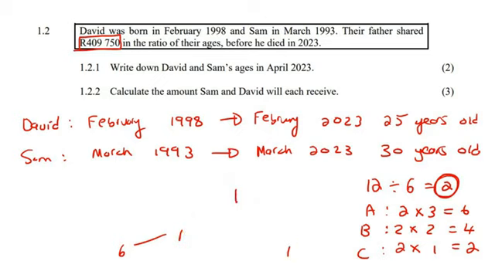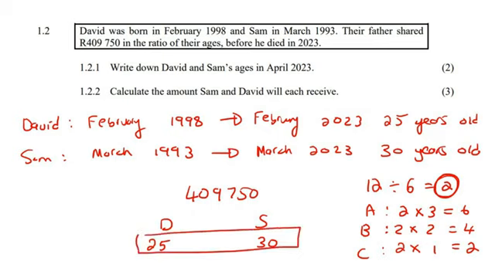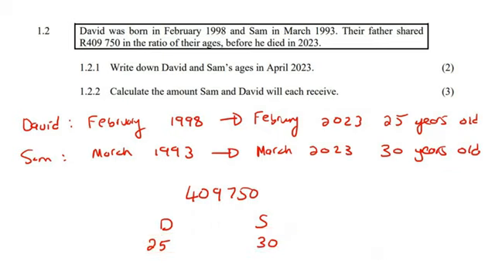The way it would work in this example is we are going to have 409,750 Rand being split up for David and Sam. They get split up in the ratio of their ages. So David, 25, Sam, 30. If you add these two numbers together, that would be 55. So we'll say 25 plus 30 is 55. And then we're going to go 409,750 divided by 55. Just like in the previous example, where we said 12 divided by 6. If we work that out, we get 7,450 Rand.